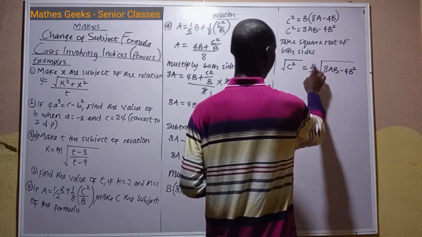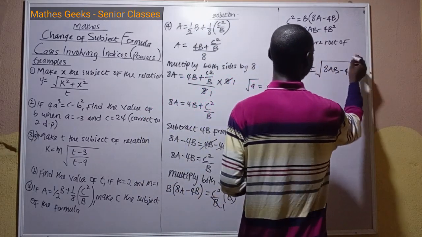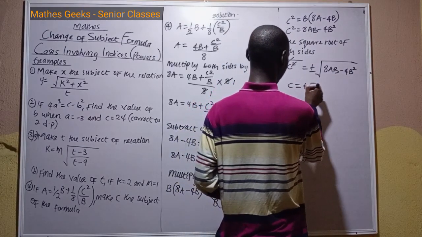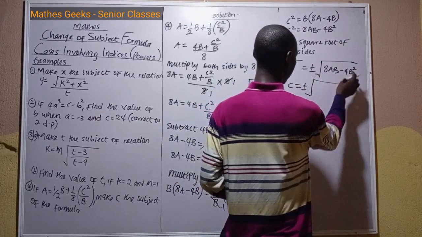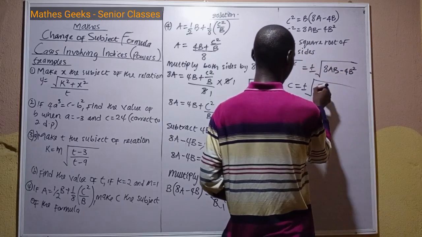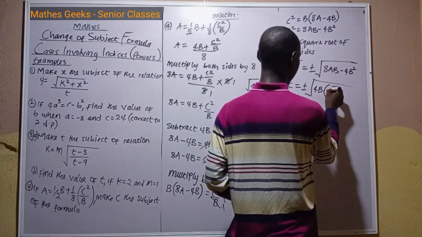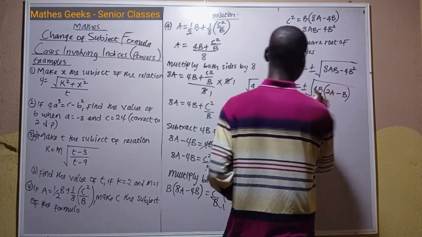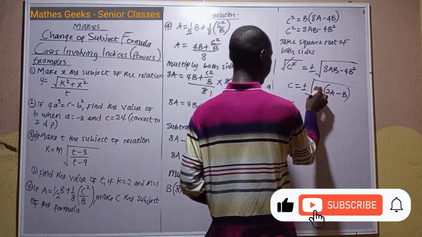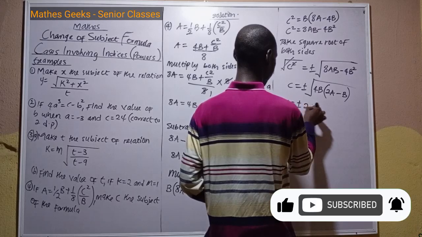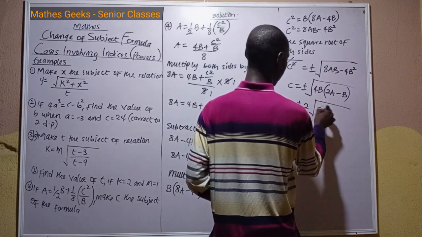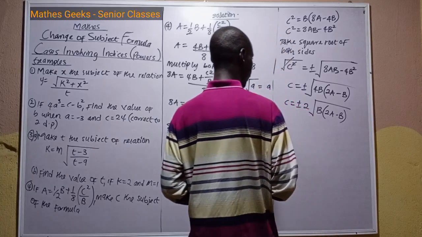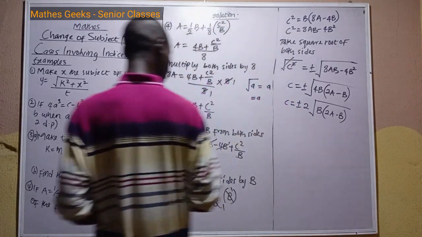So C squared is equal to 8AB minus 4B squared. C is equal to plus or minus the square root of, 4B is common, so factor 4B out, this is 2A minus B. Because the square root of 4 is 2, C is plus or minus 2 square root of B times 2A minus B. So C is the subject of the formula.